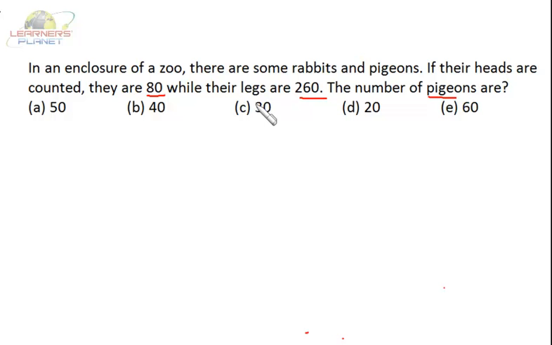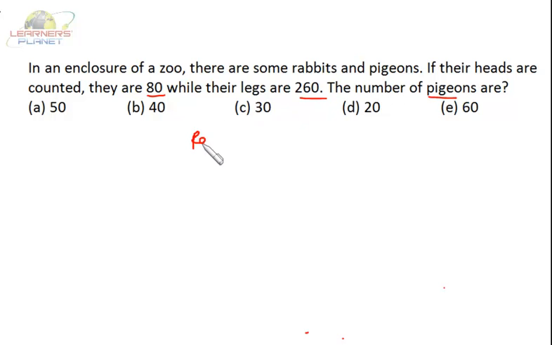Friends, this problem can be solved by making equations, that is simultaneous equations with 2 variables. Then you can solve this problem easily. Okay. Now with this technique, some logical thinking we have to apply. Since there are 80 heads, that means in all there are 80 animals. That means we have to make a breakup of 80 between rabbits and pigeons.